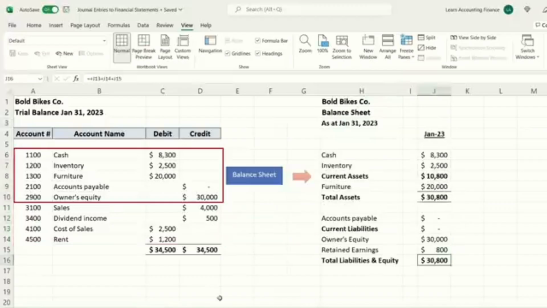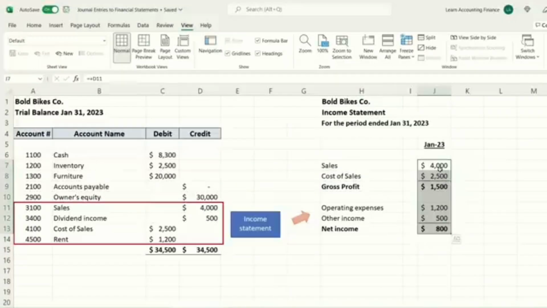However, the balance sheet is at a given point. So this balance sheet shows the assets, liabilities, and equity as at January 31st, right? So it's a snapshot. It's as if somebody took a picture of the situation at the end of the month, and that situation shows that the company has a balance in the bank or in hand of $8,300. The company on 31st January has inventory of $2,500, and the same for furniture, equity, and retained earnings.